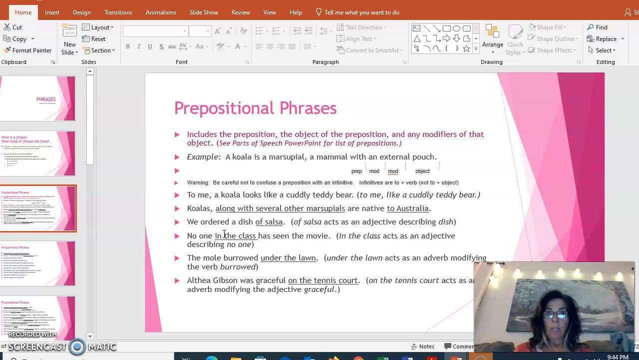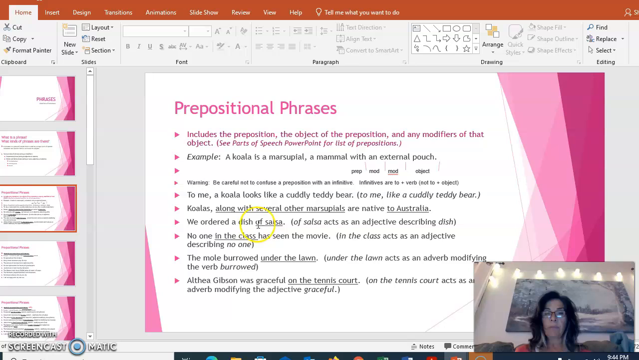All right, koalas, along with several other marsupials, are native to Australia. So along with is sort of a compound preposition. And then marsupials, obviously, is the object. So what is this modifying? It's modifying koalas. They are native to Australia. To is the preposition, Australia is the object, and it tells what they are native to. So it's modifying this adjective, so it is an adverb.